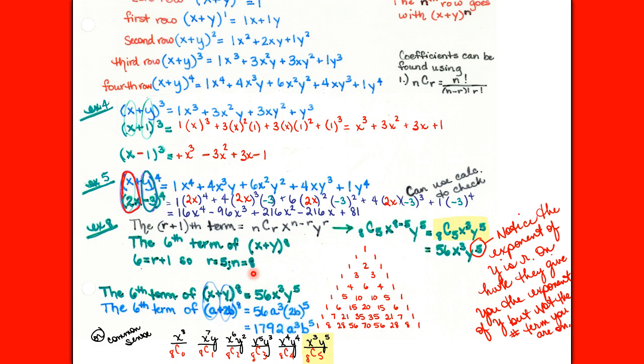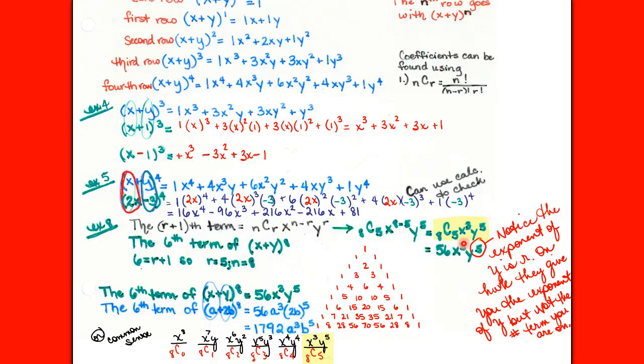So if we put this in that formula, we're going to have 8C5 x to the 8 minus 5 y to the 5. That would give me the exact same thing. 8C5 x to the 3rd y to the 5th. So I don't care which way you find that. I personally don't use that formula.